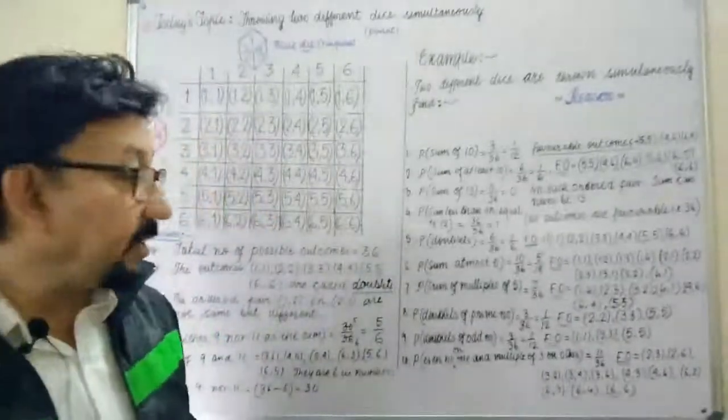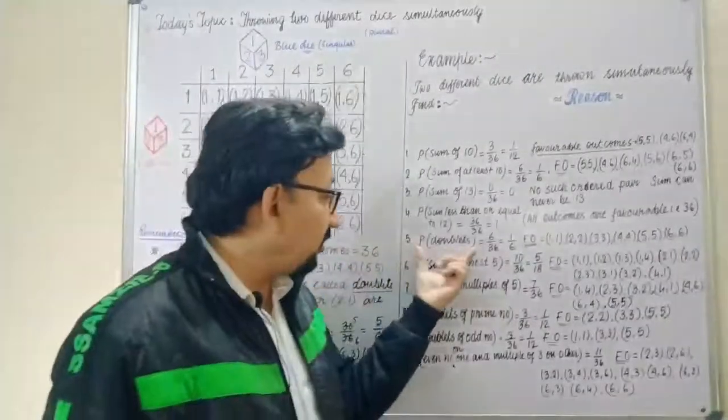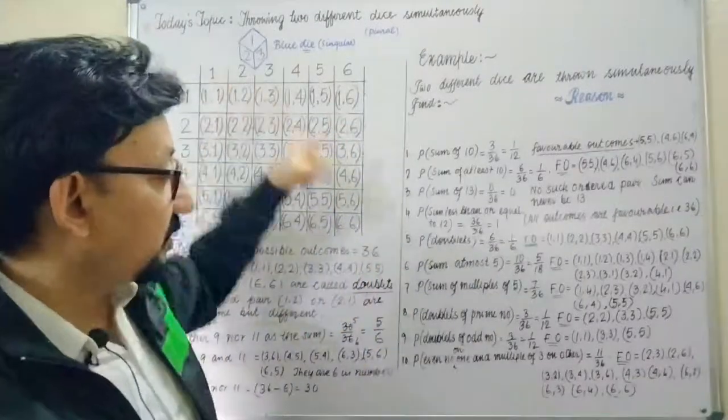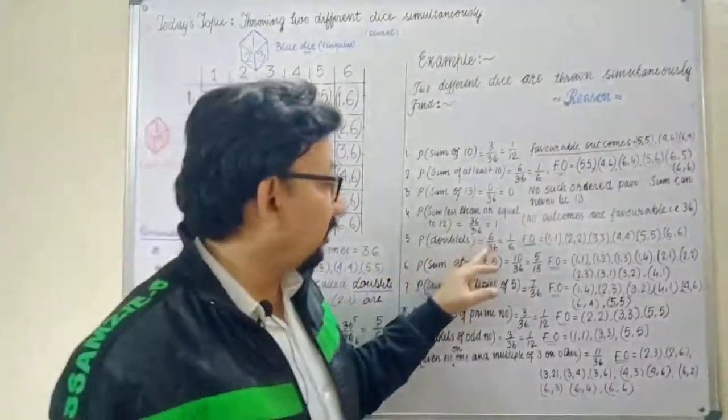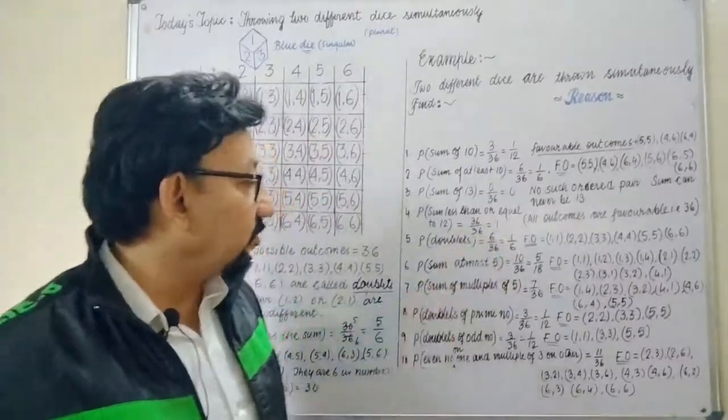Now number 5, probability of doublets. These are called doublets: (1,1), (2,2), (3,3), (4,4), (5,5), (6,6). There are 6 doublets in this experiment. So 6 by 36 is the probability of doublets. After cancellation it becomes 1/6.